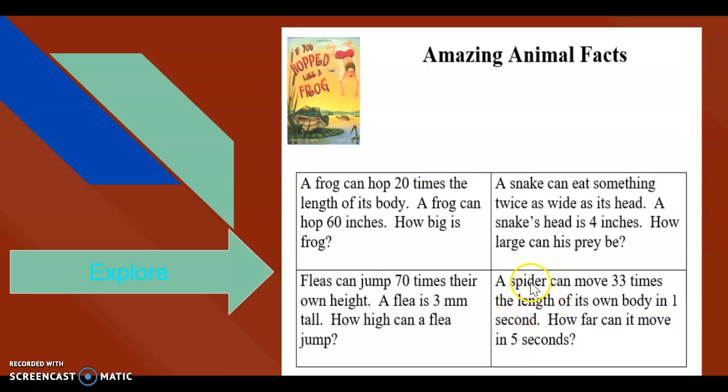So we're going to pause a second, and what I want you to do is go back through and reread each one of them to yourself, and be thinking about, what do you notice about each one? You would be correct if you said that they all involve multiplicative comparisons. So you can use either repeated addition or multiplication to determine the relationship in the facts.